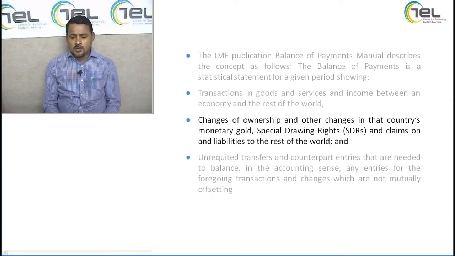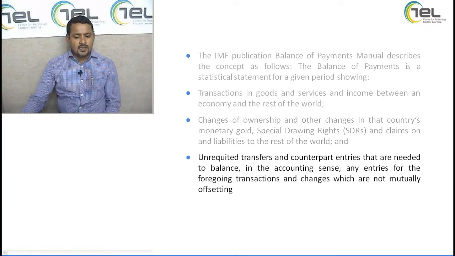Similarly, it also includes unrequited transfers and counterpart entries that are needed to balance, in the accounting sense, any entries for the foregoing transactions and changes which are not going to be offset by mutual benefits. So basically, balance of payment describes the situation of transactions of goods and services and change in ownership of important items like gold.